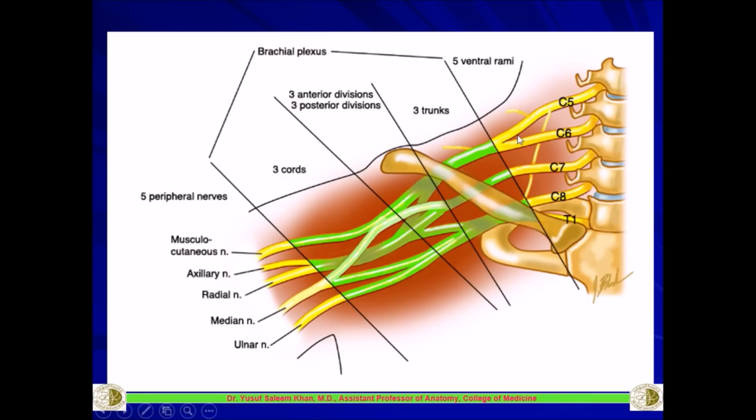So here again this picture has been shown: C5, C6, C7, C8 and T1. I am repeating so that you can understand the things. Okay, C5 and C6 will join to form the upper trunk or the superior trunk.